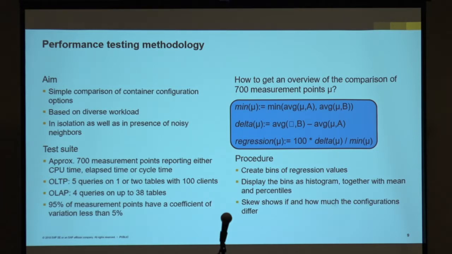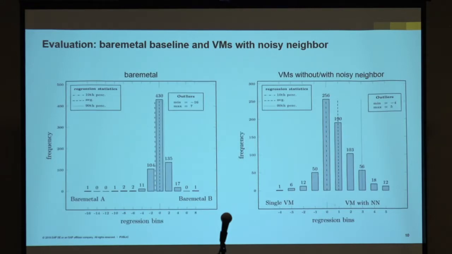As I said, we want to compare the containers in different configurations, with diverse workloads, and isolate or not isolate the containers in the presence of noisy neighbors. So the point is, how do we get an overview of the configurations? We have made some formula, maybe you can look it up in the paper, I'll speed up now a bit. Basically we create bins of regression values and draw histograms, and this allows you to get an insight.